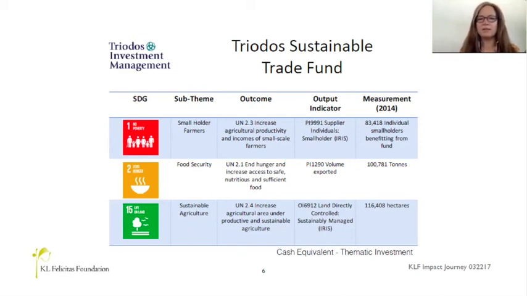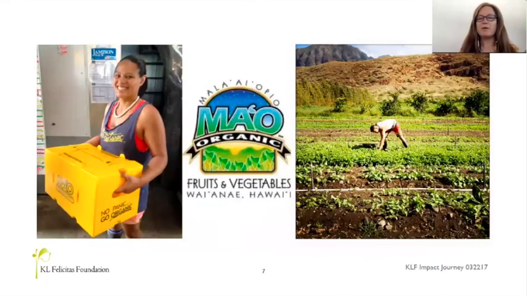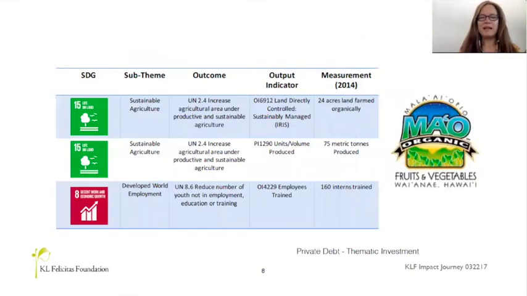So next, please. This is Ma'o Organic Farms. This is in my native, or my home state of Hawaii. And next slide, please. And you can see here what they're targeting. So the common SDG would be the life on land, and then the one that's not common is the decent work and economic growth, which is SDG 8.